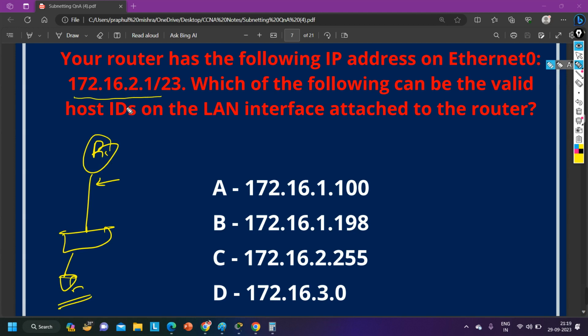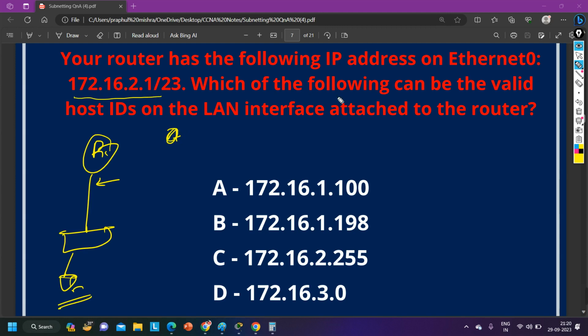This is class B, right? Class B IP address range will be from 2.1 to 3.255. Out of which 3.0 is the only valid IP that we can see in the options.